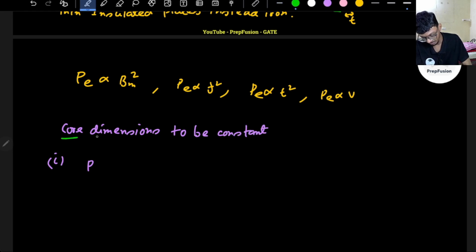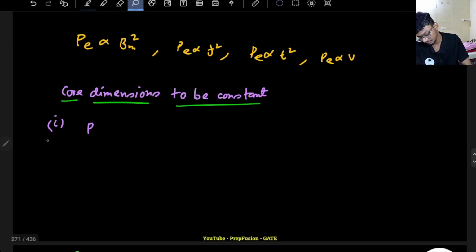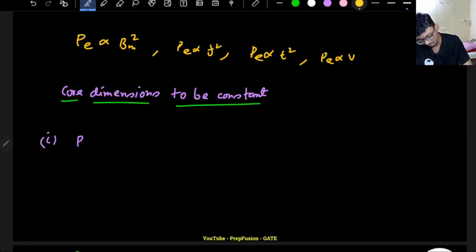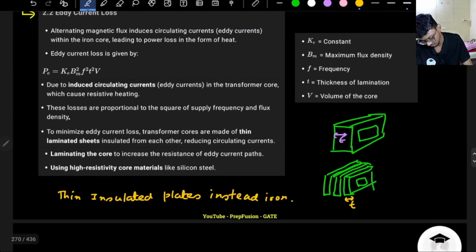If I assume core dimensions to be constant, then what is my PE? PE will be proportional, it will not depend on the volume of the core. It will not depend on the thickness because those are constant. It will only depend on the flux density whole square, and on the frequency whole square, and nothing else, right? Only these two.